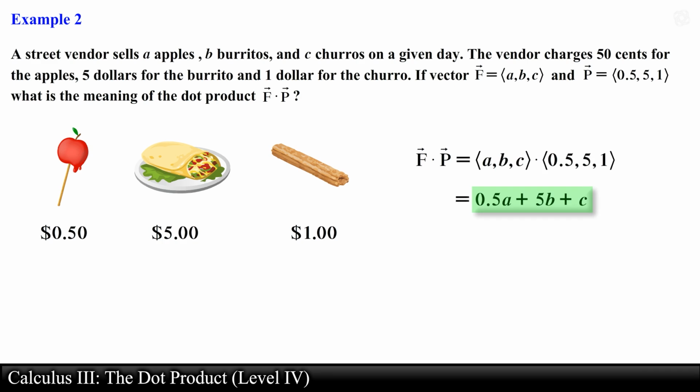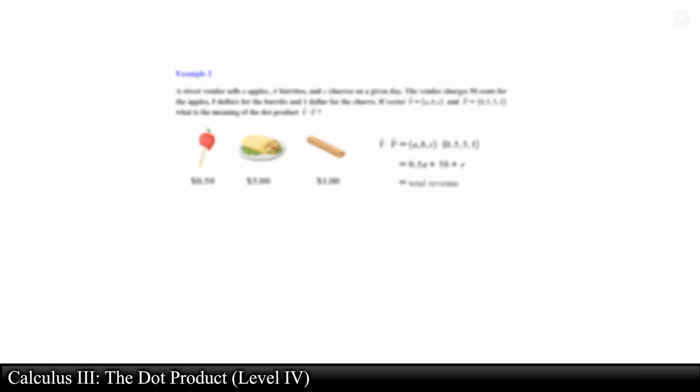Notice that this expression represents the vendor's revenue for the day, since you're taking the number of each food item sold and multiplying it by its respective price. So this expression is nothing more than the vendor's total revenue for the day. Let's try the next problem.